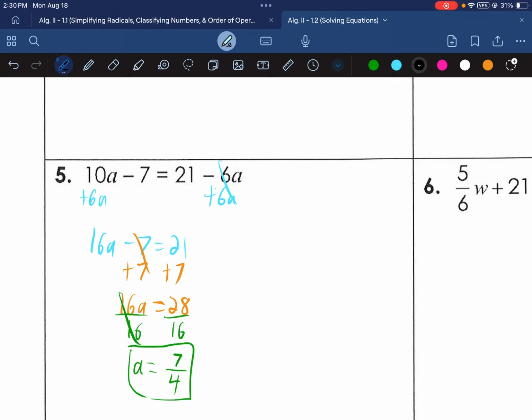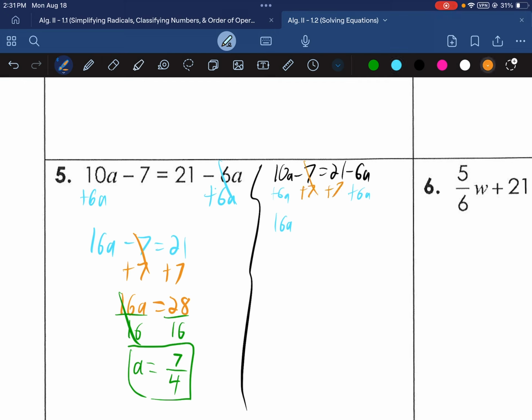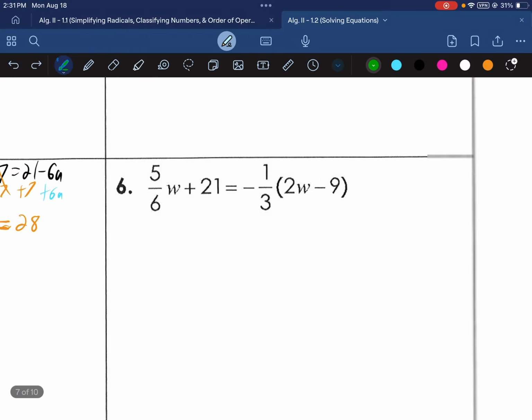So oftentimes on that previous part of the problem, I would do this, where I add 6a to both sides and get 16a. And at the same time, I'm also adding 7. And having two different colors here makes this a little bit easier to keep straight, but you can do it with pencil or pen as well. And so now the rest of this problem ends up just the same as it did here. But by doing both steps at the same time, it saves me some writing.